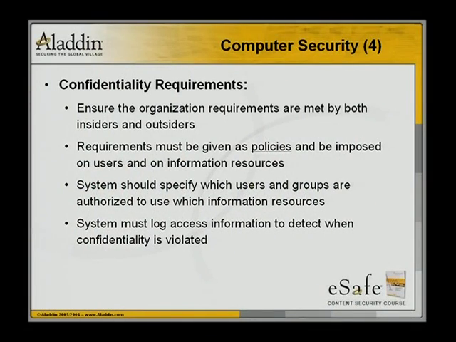Also, as we can see in the slide, the system should specify which users and groups are authorized to use which information resources. Once again, let's go back to the finance group. Only the finance group can have access to finance files, and vice versa. The IT group would not be able to use finance group files, and the finance group would not be able to see the IT group folders in the network.